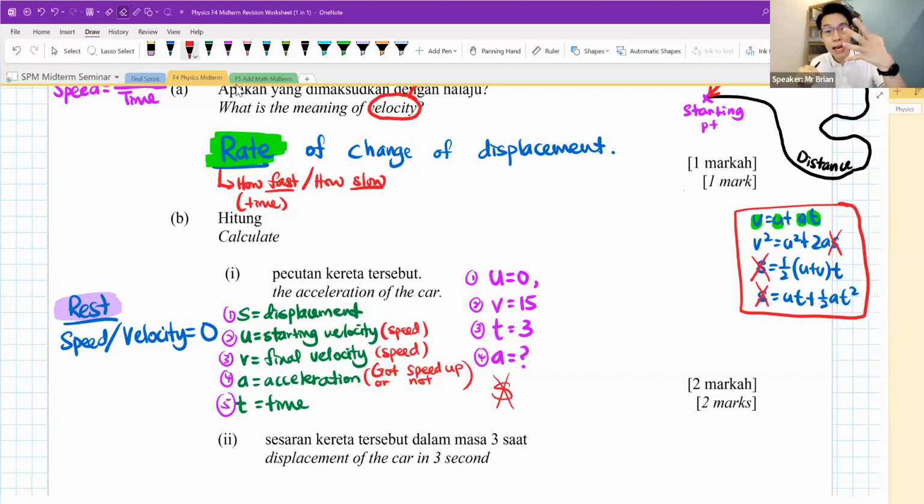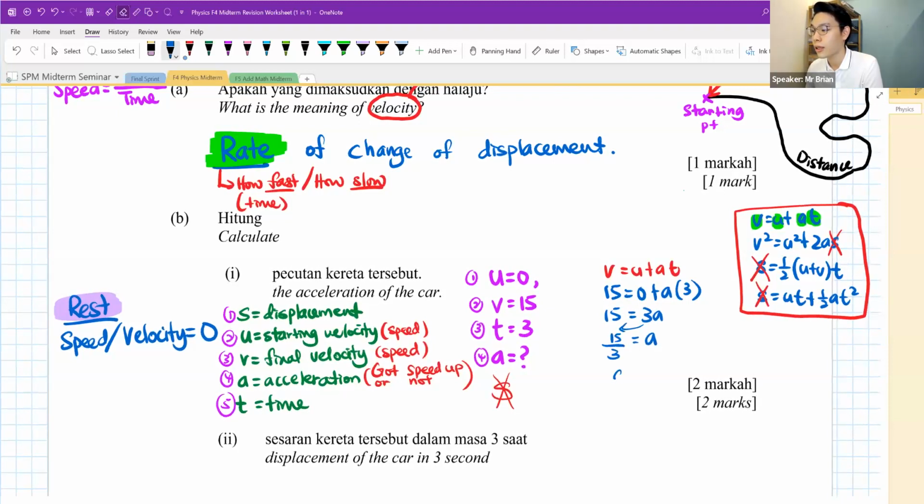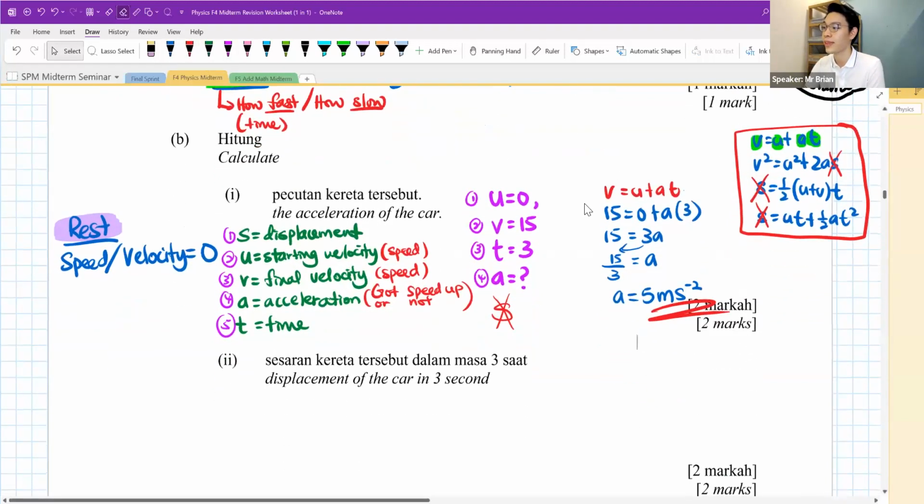4 symbols, somebody will be missing out of SUVAT. You go and find, I don't want S, don't want all the S. You are referring to this list in exam, you see. Formula is V equals U plus AT. Okay, so your V is 15, your U is 0, your A is a question mark, your T is 3. I'm going to divide by 15. Acceleration will be 5 meters per second squared. Must have units, must have the correct units. Okay, units must be correct.